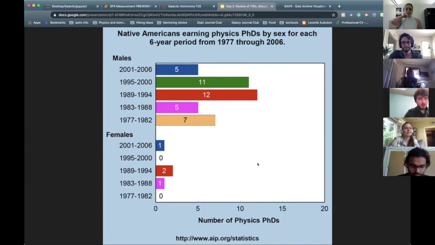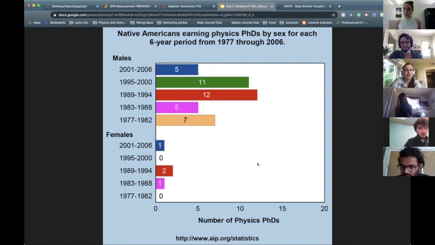I don't know it off the top of my head, but I think this is just for America, and I think it's hundreds per year, again, so not per 6 years. Yeah, very small. So I just looked it up, and the American Physical Society said in 1 year there were 1,700 doctorates awarded. So not hundreds, thousands.